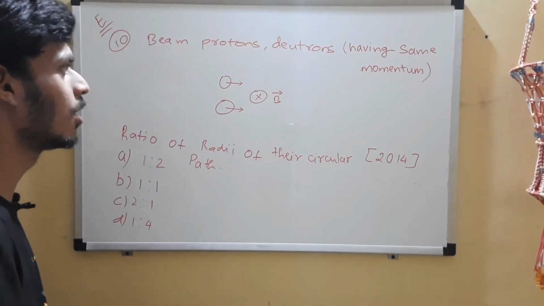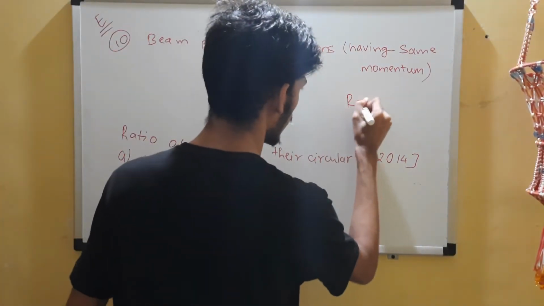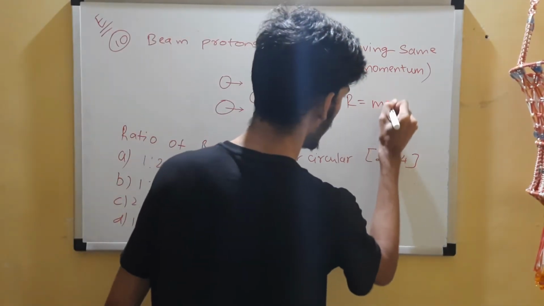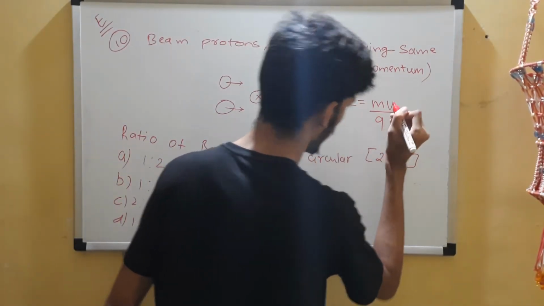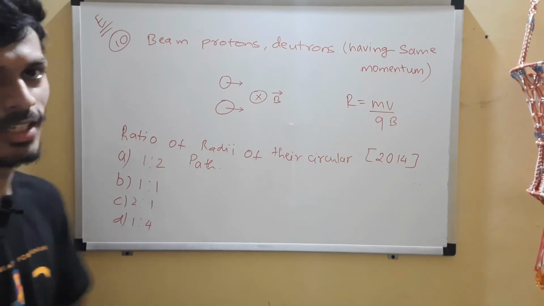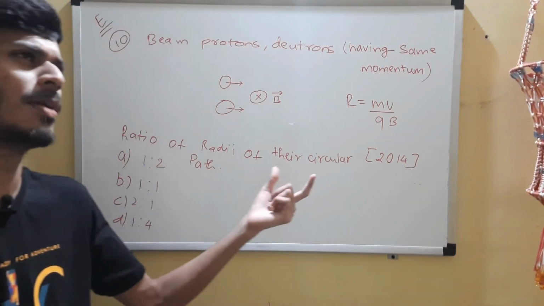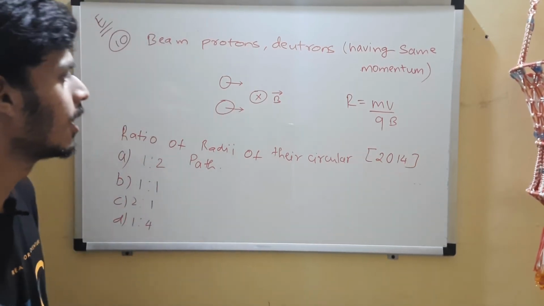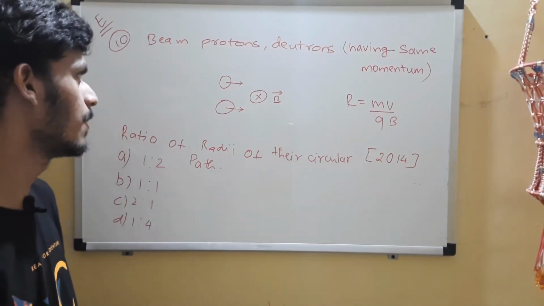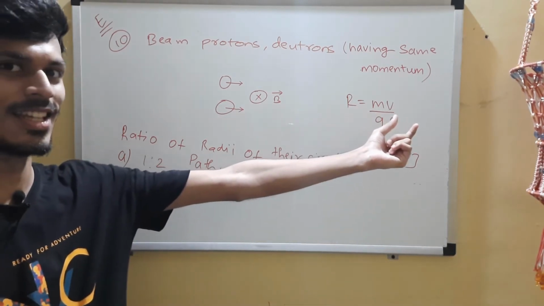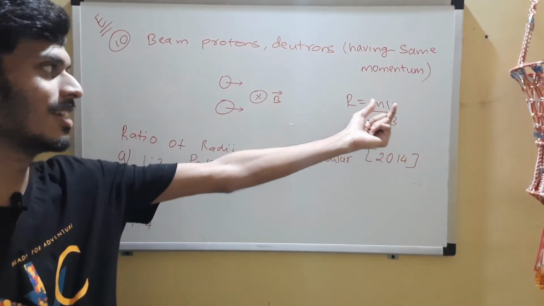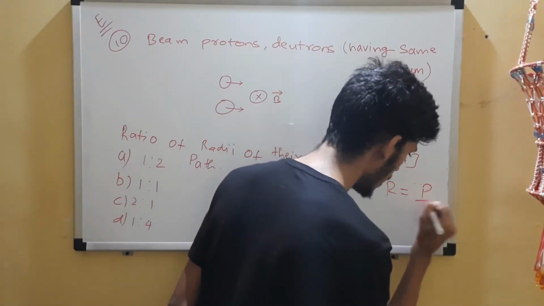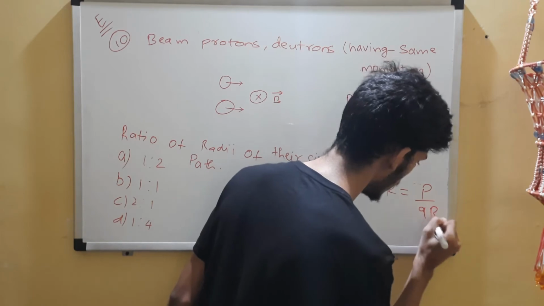You'll know that the radius of the orbit in which they are going to revolve is given as mv by qB, right? This is obtained by equating the centripetal force to the magnetic force qvB. You can see that mv is nothing but momentum, right? mv is mass into velocity, which is momentum. So I can write r equals p by qB, where p is momentum.